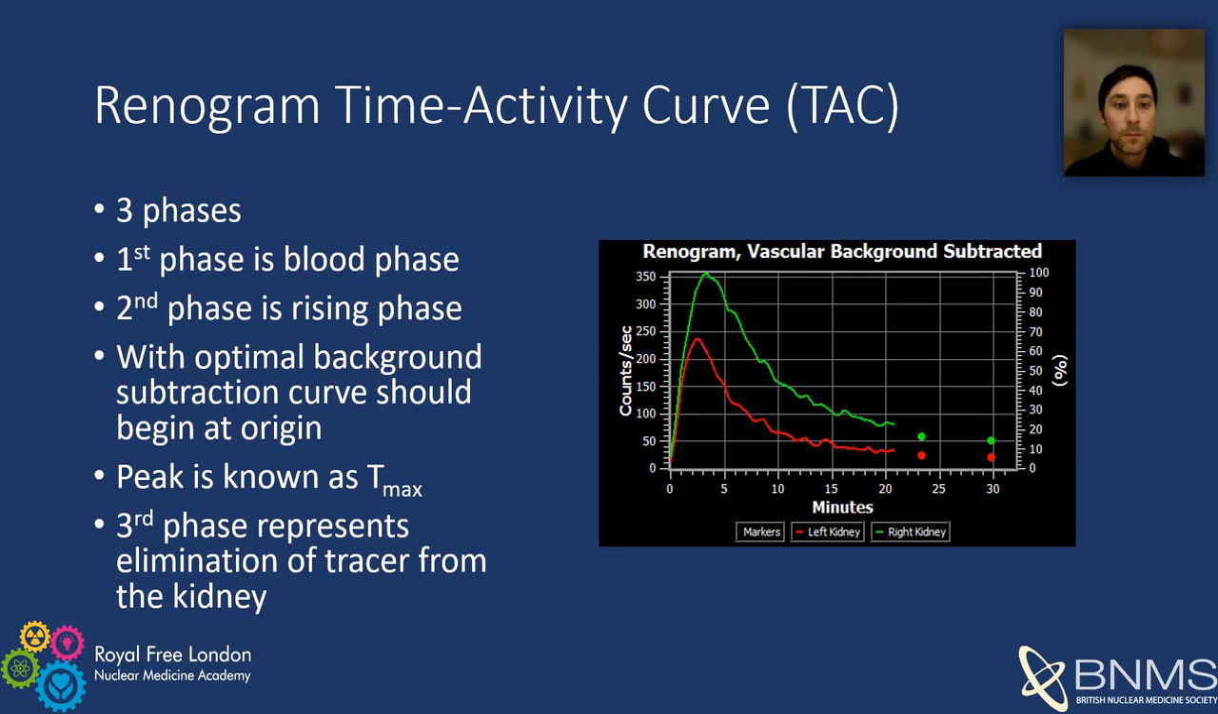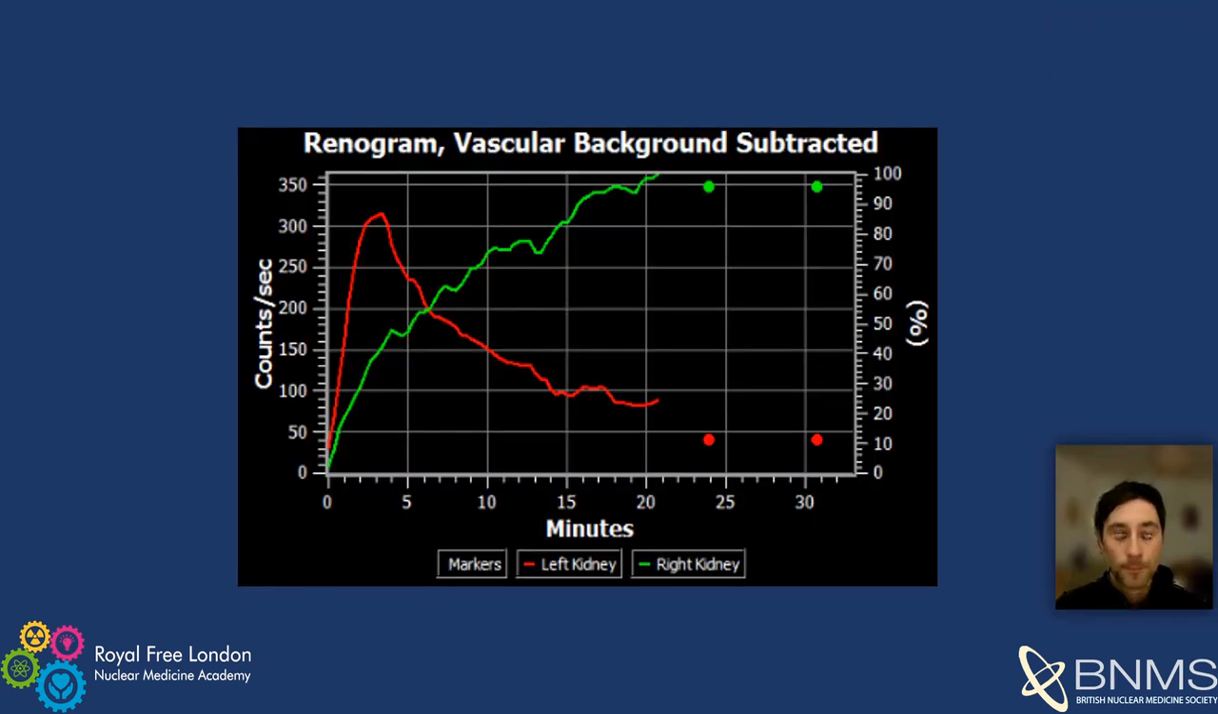The third phase commences after the peak and falls sharply in normal instances. Renal function is related to the rate and depth to which curves fall. If impaired, MAG3 will remain within the kidney for longer, causing a rising curve or prolonged elimination phase, such as this one. Here you can see the left kidney curve has the pattern we would expect from a normal kidney. However, the right kidney curve continues to rise, indicating delayed excretion.